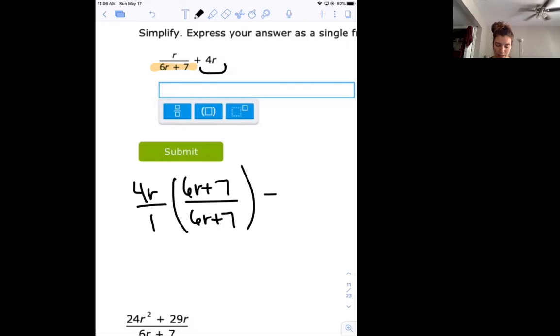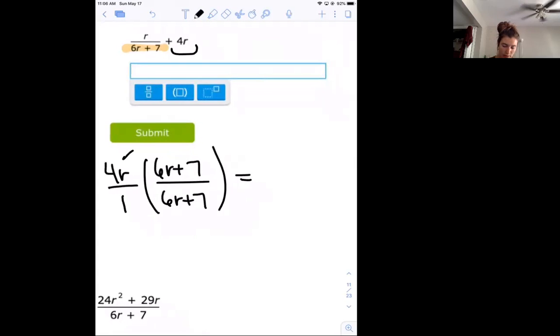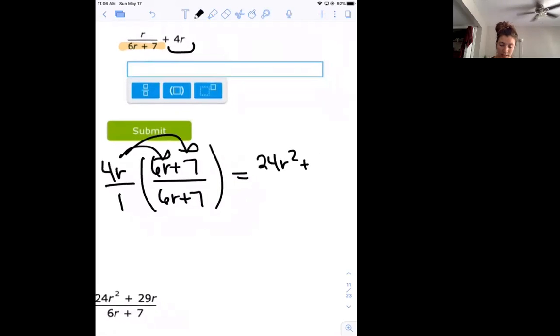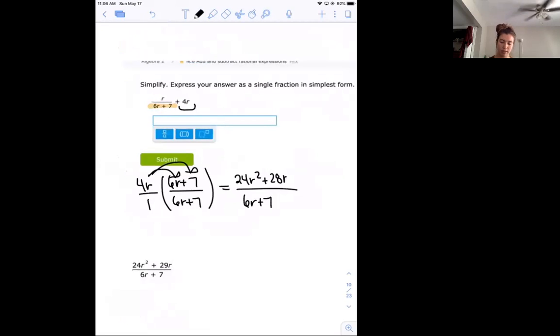Okay, so to multiply across, I have 4r times 6r is 24r squared. 4r times 7 is 28r. And then on the bottom, you just have 6r plus 7. Okay, so it seems like I'm making it a lot more complicated, but this is helpful because now I can combine it into just one fraction. So all of this is just the 4r part.